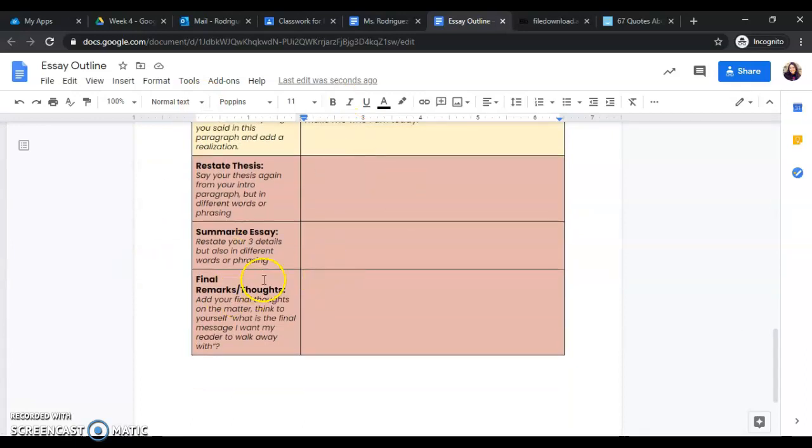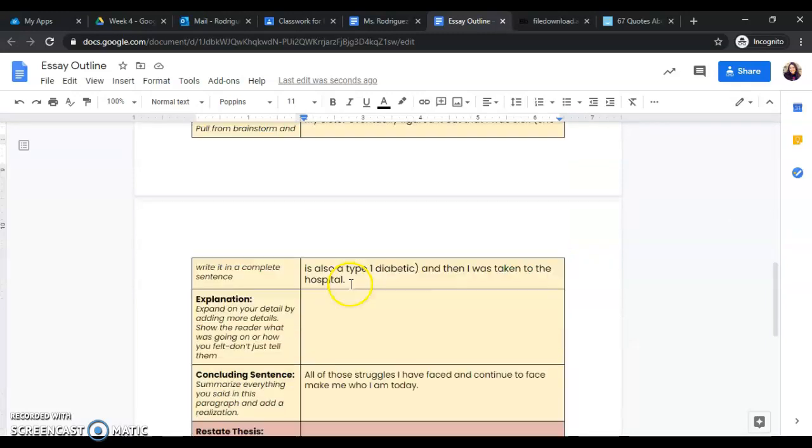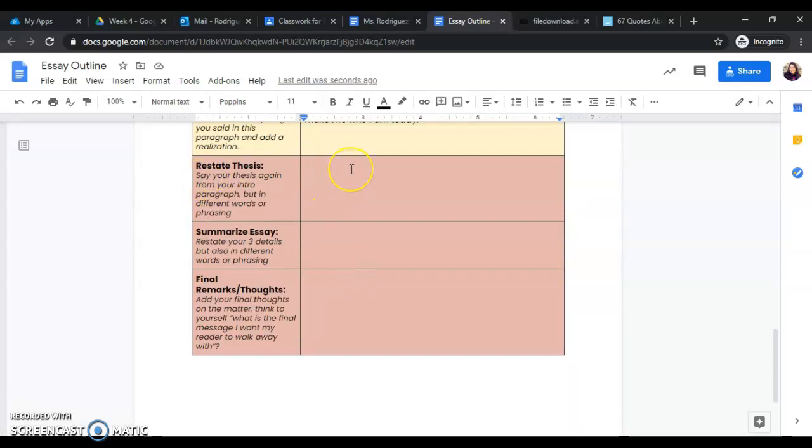So then you get to your conclusion, and your conclusion is way simpler than some people explain it. All you do is you restate your thesis, but instead of saying it word for word, as I set it up here, a time I overcame a challenge in my life is when I was diagnosed with type 1 diabetes at the age of 15, you just word it a little bit different.